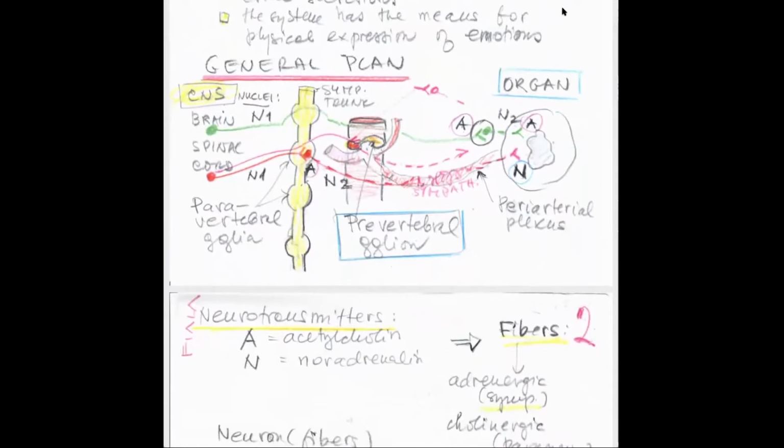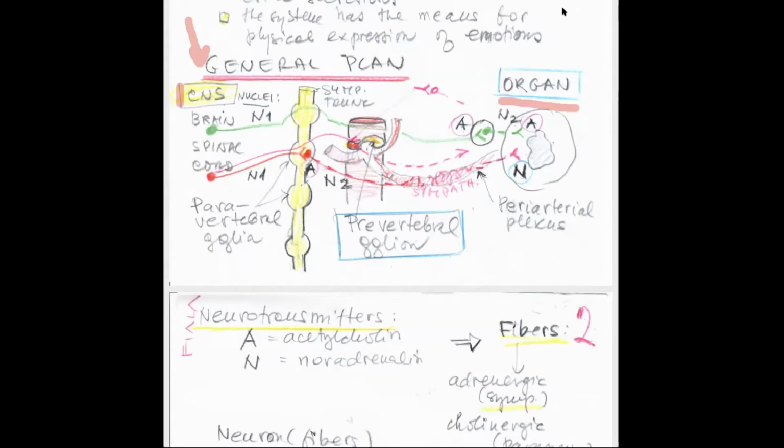Excellent. So at the moment we see the general plan. That means we are looking at the principal components and then comparing the position of the nuclei and the position of the organ. On the left side we see the central nervous system. It is either brain or spinal cord, depending where we are. If we are in the brain, this is the parasympathetic system. In the spinal cord, the sympathetic system. Then on the opposite side is the organ. Starting with the general construction.